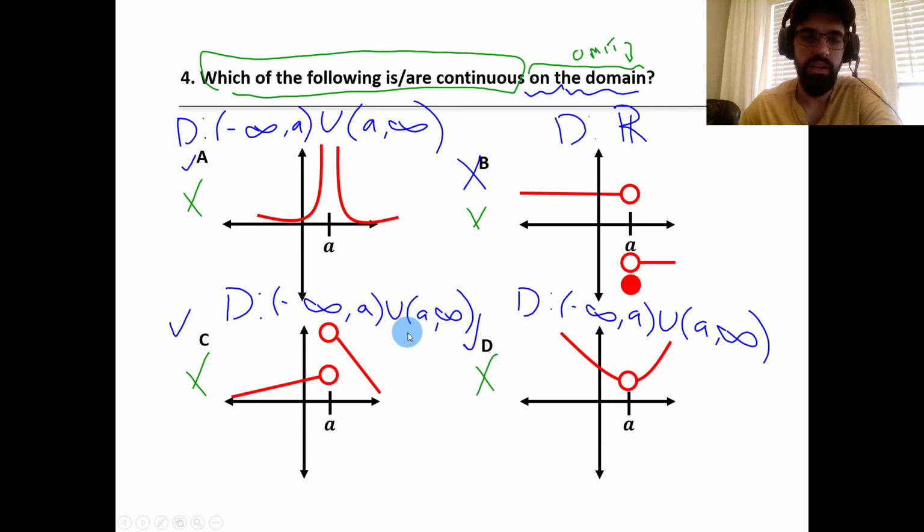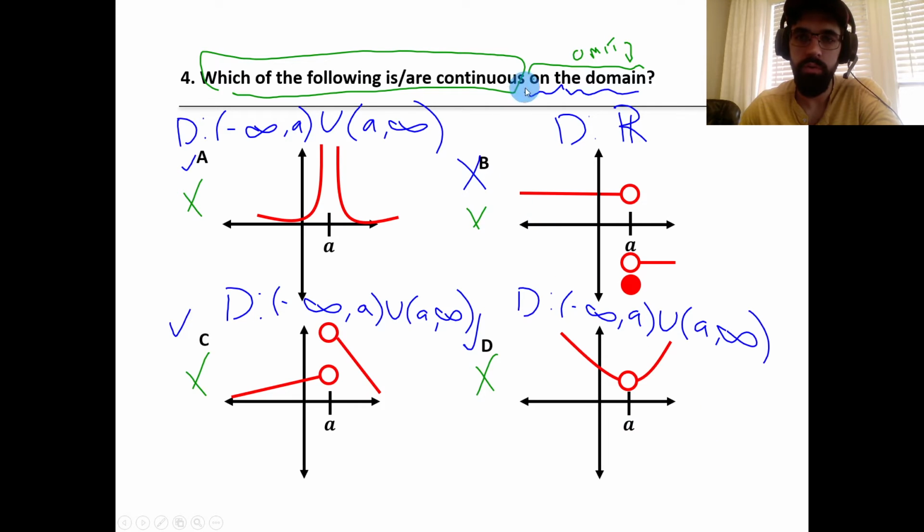Again, because its domain doesn't include a, you consider each interval of its domain. Each interval from negative infinity to a is continuous, and a to infinity is also continuous. So C would work. D would also work because a is not defined, so on each interval of the domain, our graph is continuous.